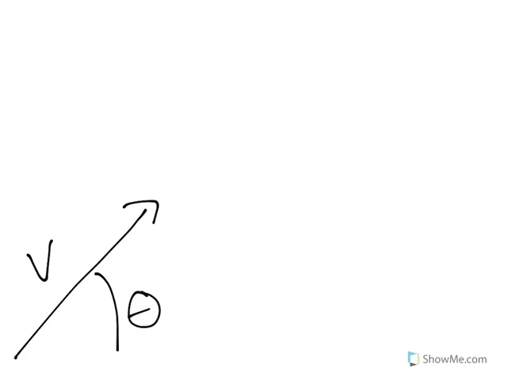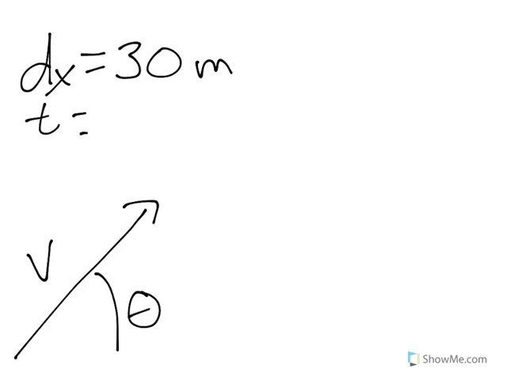The only thing that I gave them was the distance that it traveled in the X. Let's just say, for the sake of argument here, that it went 30 meters, and the time that it took the ball to go that 30 meters. I gave them that time, and that was, let's say, 2.5 seconds. So I had those two pieces of information.